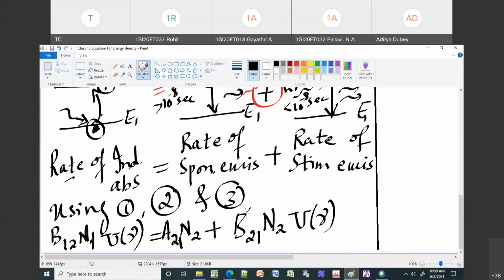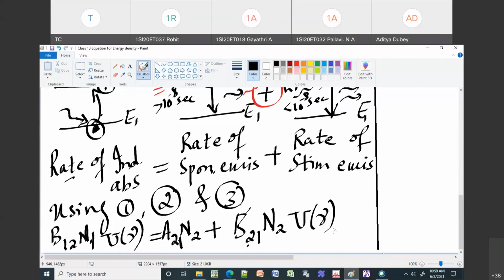B refers to stimulated. 2-1 refers to the atom jumping from the higher energy level to the lower energy level. N2 is the population of the higher energy level, and U of nu is the energy density. So now this is what you get.